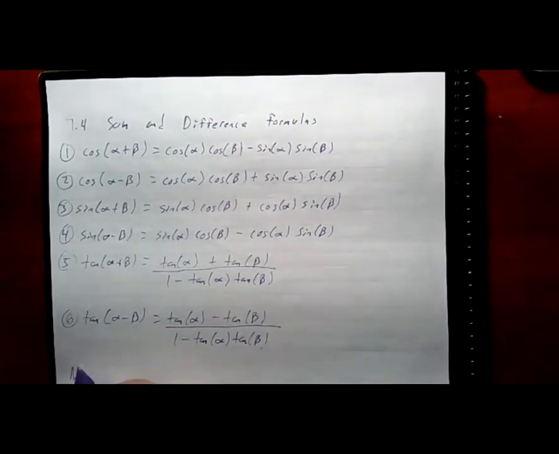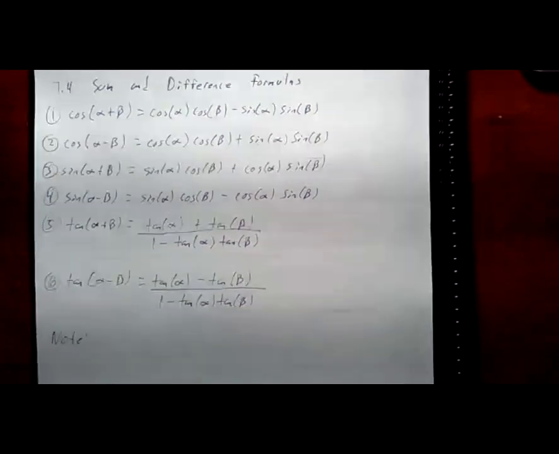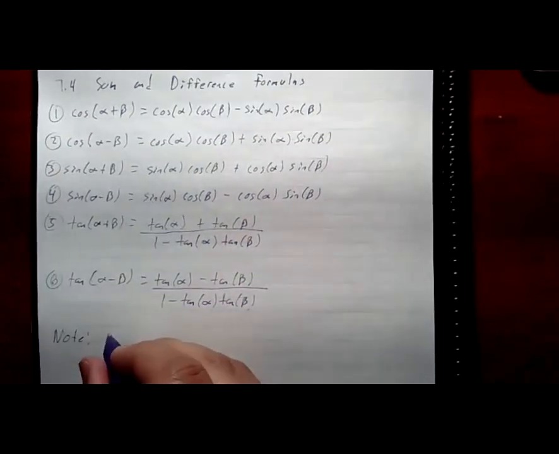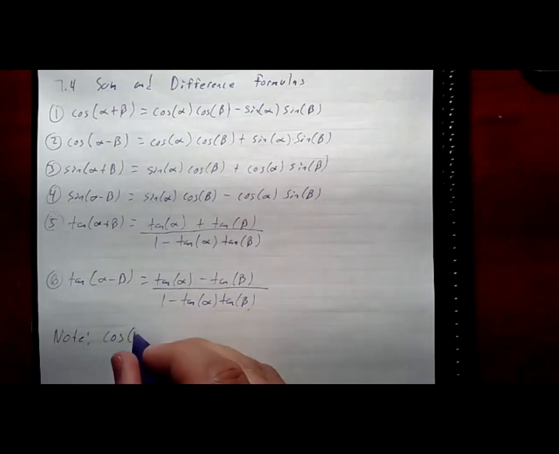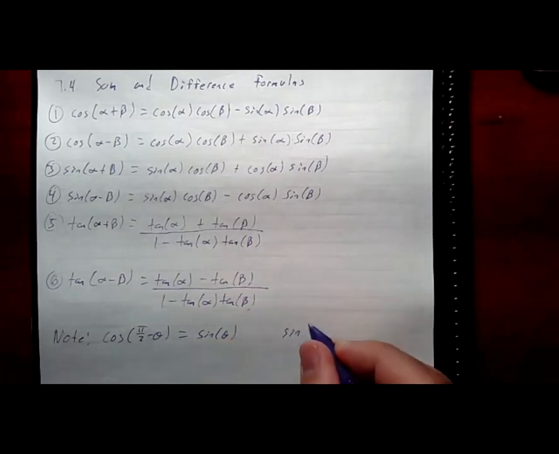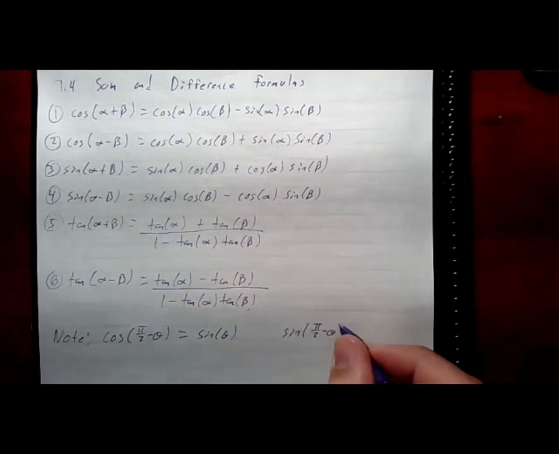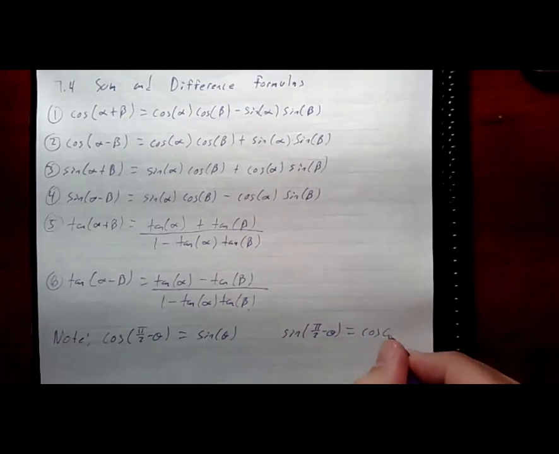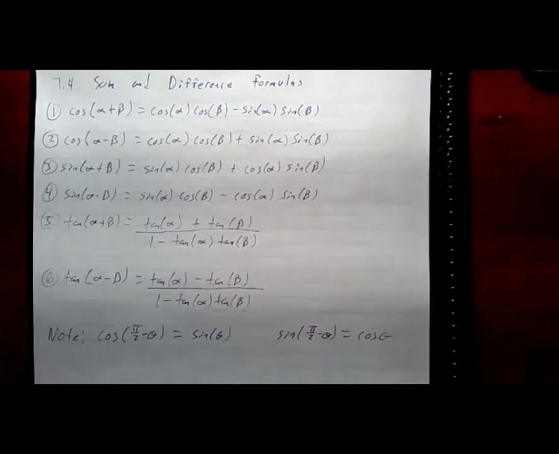Oh, side note here, real quick. Might as well write it down now. We're writing formulas. Cosine of pi over 2 minus theta is equal to sine theta. And sine of pi over 2 minus theta is equal to cosine theta. All right. Let's pick some examples.